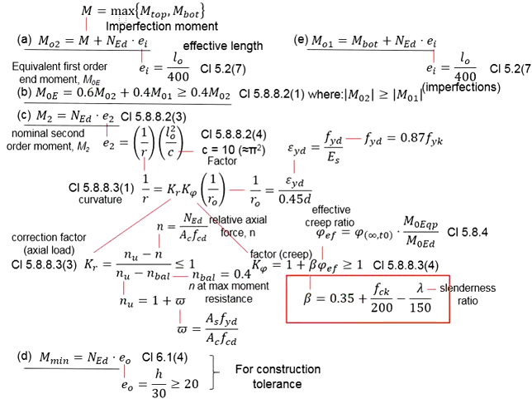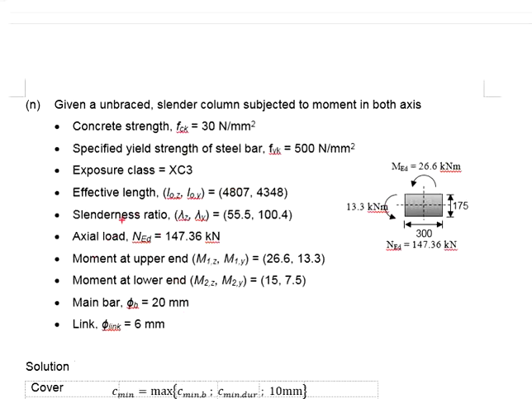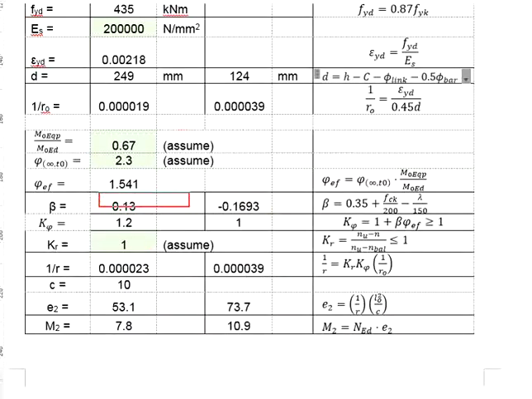The beta is given by this formula. FCK is 30 and the slenderness ratio is given in the question. You have a slenderness ratio for the major axis and the minor axis. As a result, you will have two betas. Substitute beta and also the creep ratio into the equations. The creep factors are obtained as 1.2 and 1.0 for the major and the minor axis respectively. Make sure this creep factor needs to be at least 1.0.